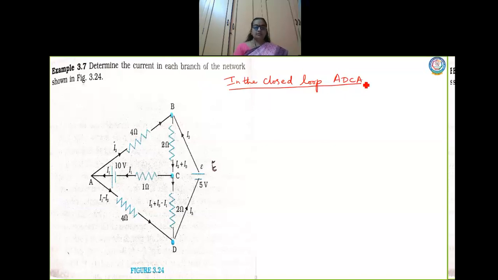Okay, so let us see in the diagram where is A D C A. Here it starts at A, D, C, A. So this is the loop. First we are talking about this loop. Let us write the equation.